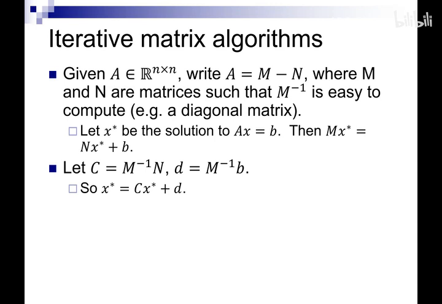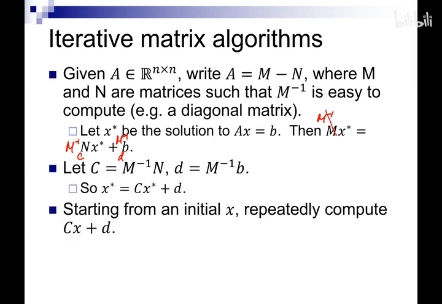Now if you look at the previous formula here, what we have is, if you multiply both sides of this formula by M inverse, then on the left, it's going to cancel. So we just have X star on the left. And on the right, since we're defining C to be M inverse times N, the first term is going to be C times X star, and the second term is going to be D. So therefore, we have that X star is going to equal C times X star plus D.